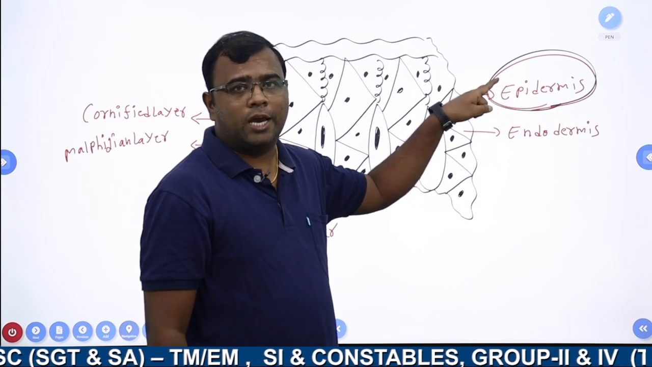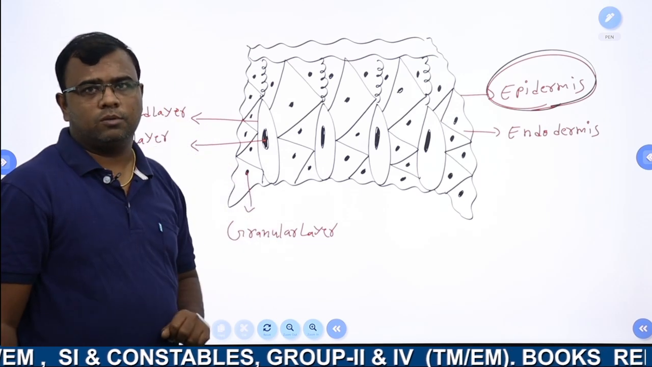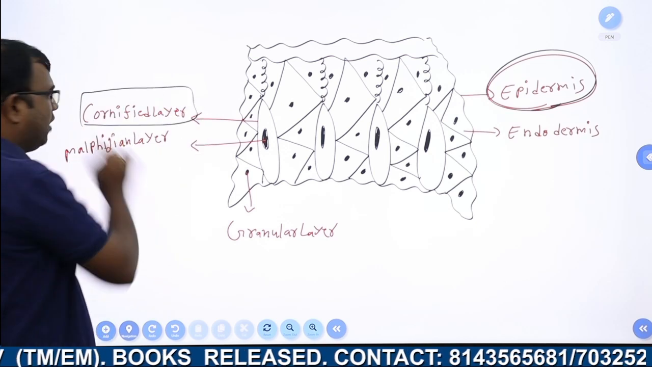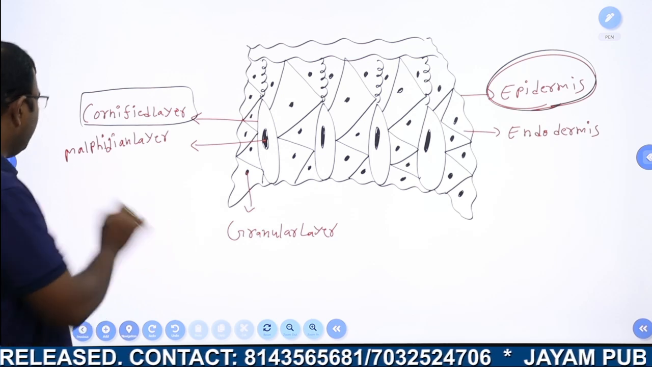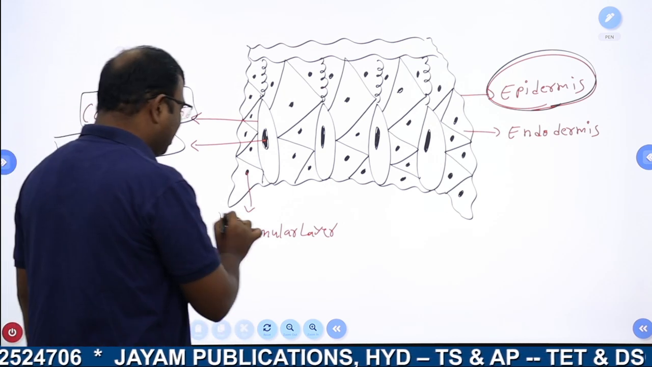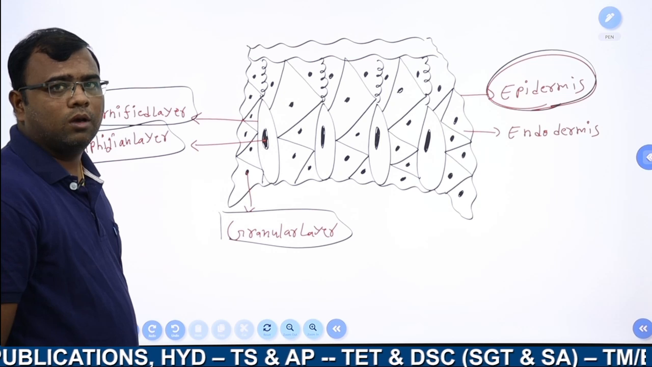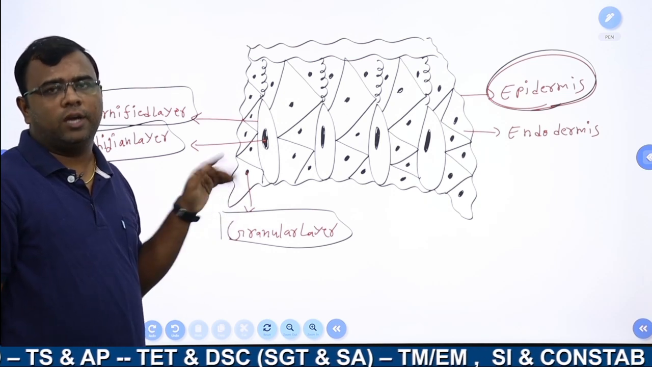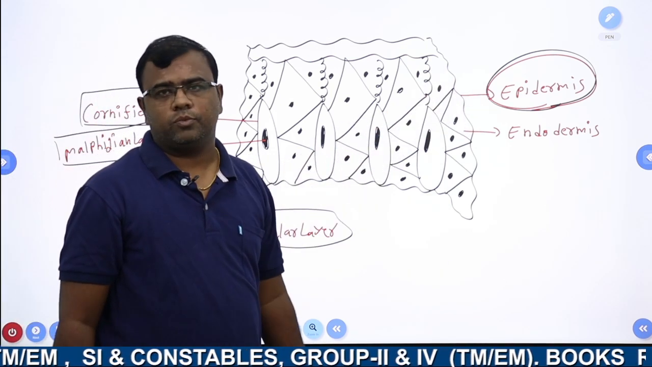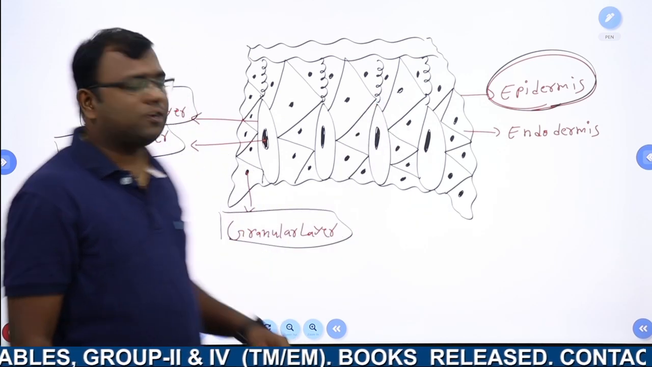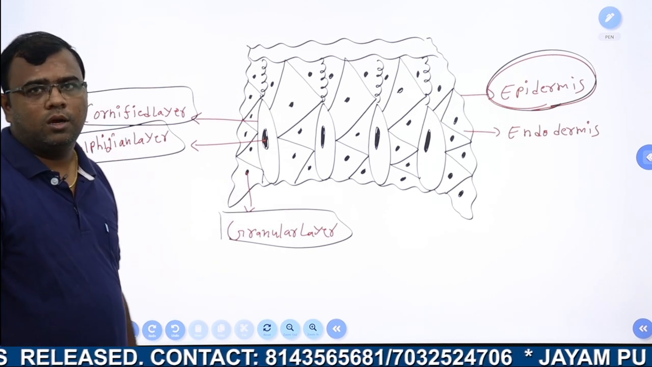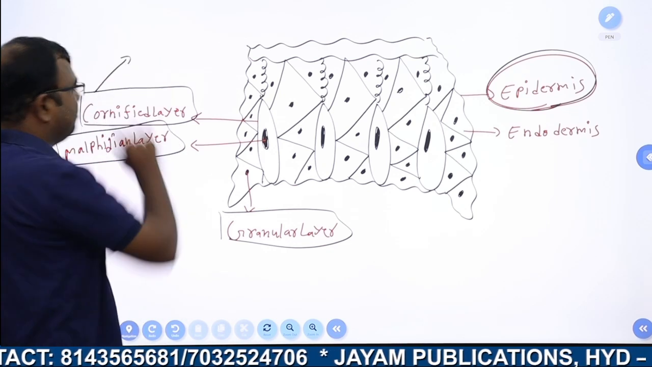The epidermis has three types of layers. The first layer is the carnified layer, the second layer is the Malpighian layer, the third layer is the granular layer. These three layers are present in which part of the skin? The epidermis. I am explaining about the first one, the carnified layer.